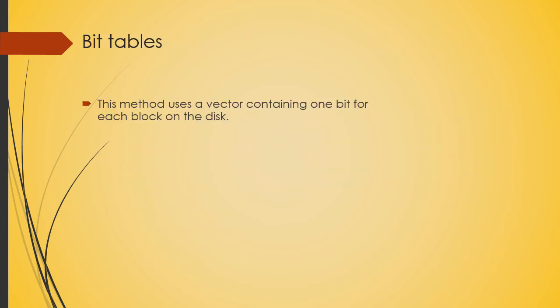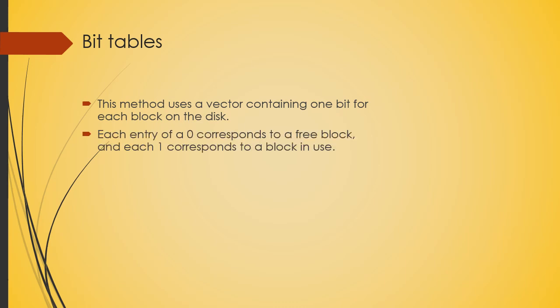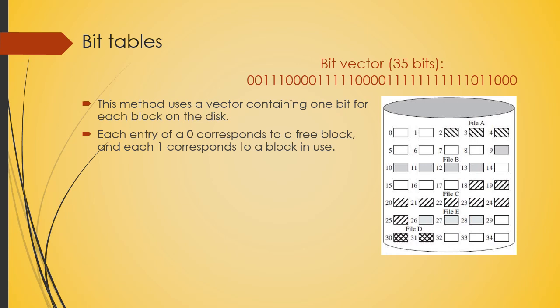Bit tables. This method uses a vector containing one bit for each block on the disk. Each entry of a 0 corresponds to a free block, and each 1 corresponds to a block in use. Look at the picture here. The bit vector is composed of 35 bits because there are 35 blocks. You can look at the bit vector and the picture and you will see that every free block is represented by a 0 and every allocated block is represented by 1.